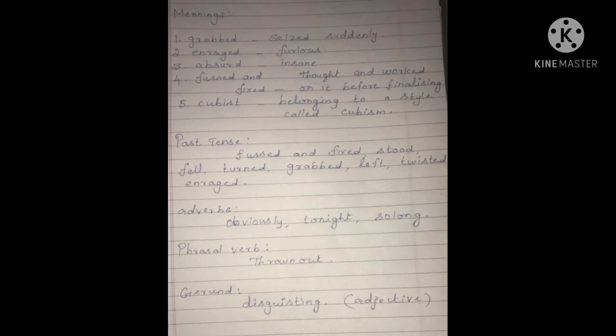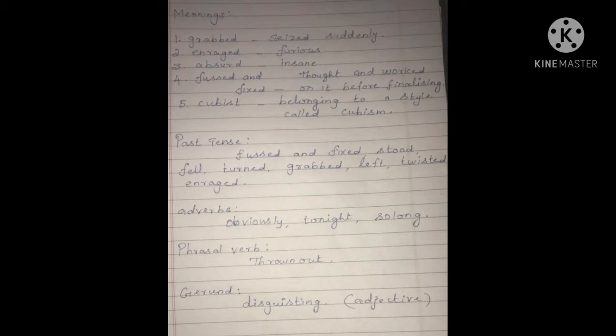First one, meanings. Grabbed: seized suddenly. Enraged: furious. Absurd: insane. First and fixed: thought and worked on it before finalizing. Cubist: belonging to a style called cubism. Moving on to past tense: stood, fell, turned, grabbed, left, twisted, enraged. Next one, adverbs: obviously, tonight, so long.